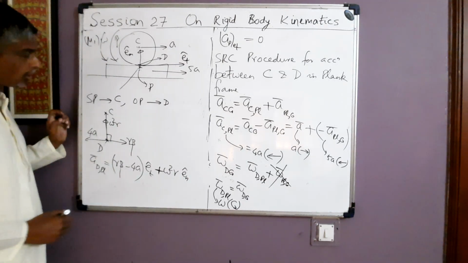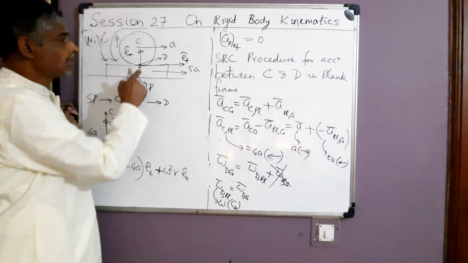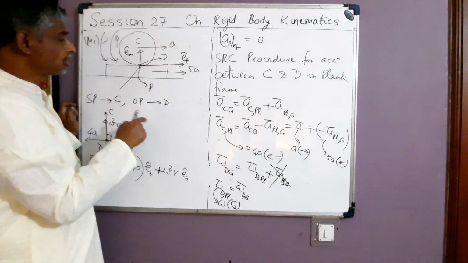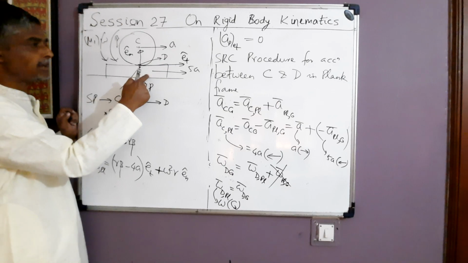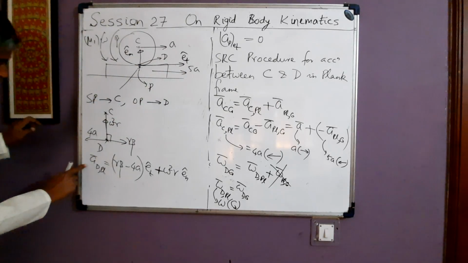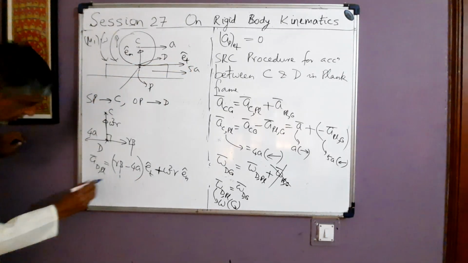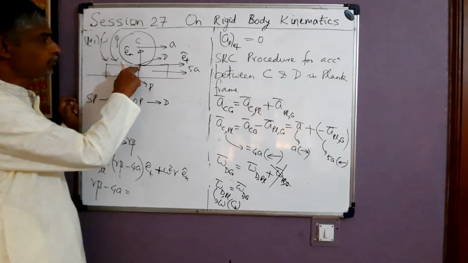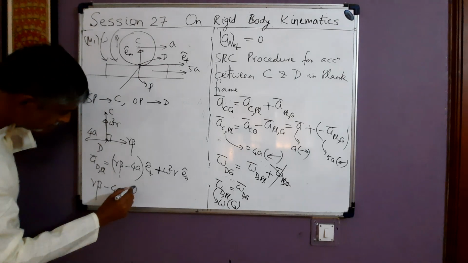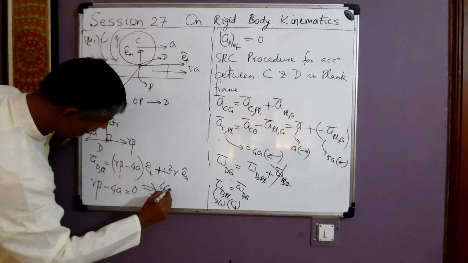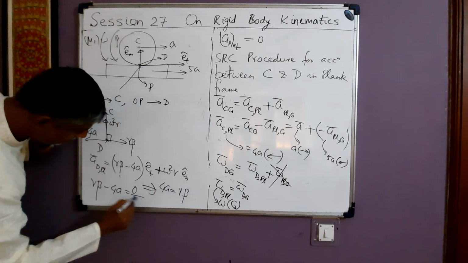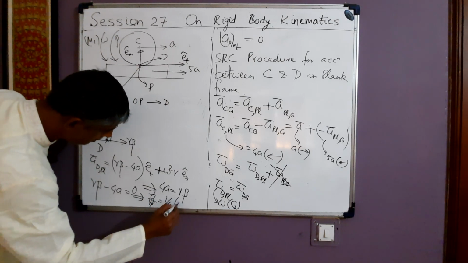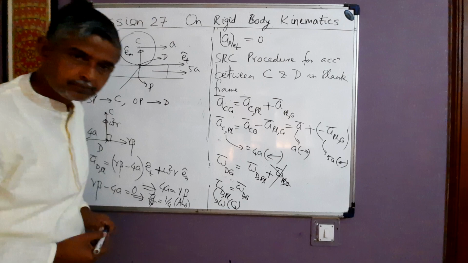Now since pure rolling takes place here, acceleration of D and P along the common tangent plane should be equal. That is, the components of accelerations of Plank and drum with respect to Plank along ET should be equal. So acceleration of D along the tangent is R beta minus 4A, and acceleration of point P along ET is 0. So this is equal to 0. So 4A is equal to R beta, so A by R beta becomes 1 by 4. Same answer which we obtained previously.